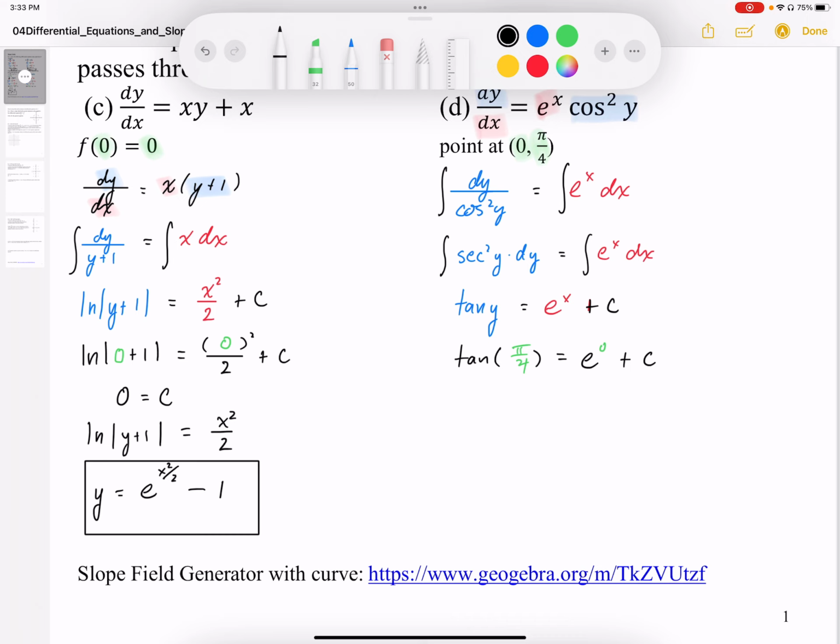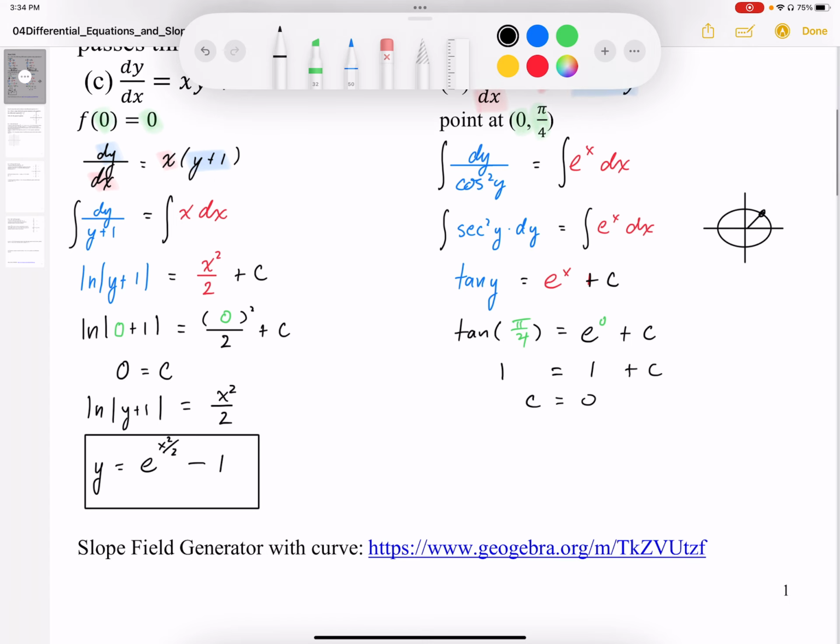So tan of pi over 4, so tan of 45 degrees. I can always just draw this out. At 45 degrees, the slope is equal to 1. So this is equal to 1. e to the 0 is 1, plus c. That makes c equal to 0. So now I've solved for c.